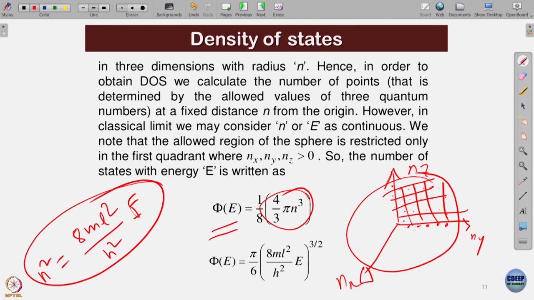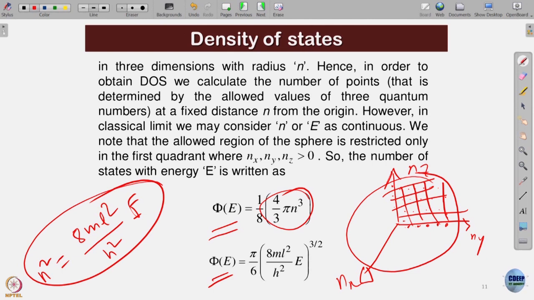So the total number of states increases as E to the power 3 by 2. So it increases fairly rapidly. And also what is very interesting is that it depends not only on the energy, it also depends on the mass, and it depends on the length of the box. Remember, L is the length of the box in this particle in a box model.